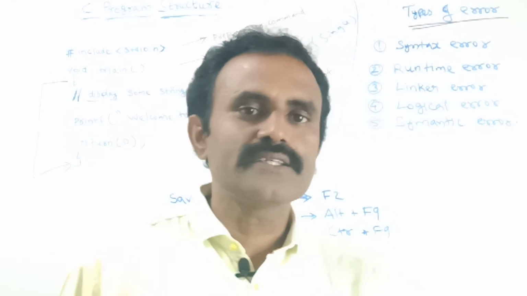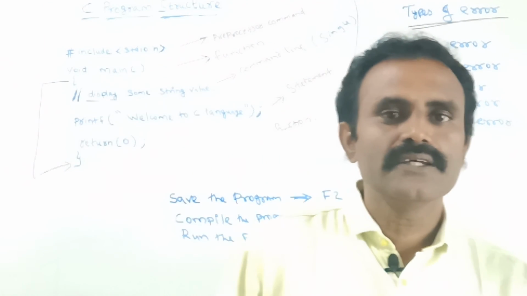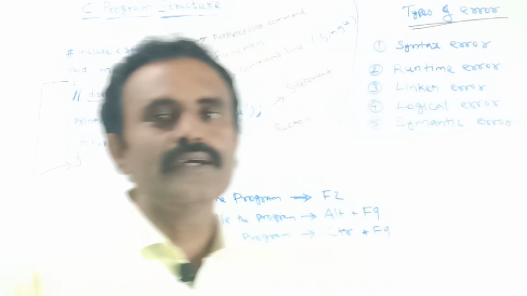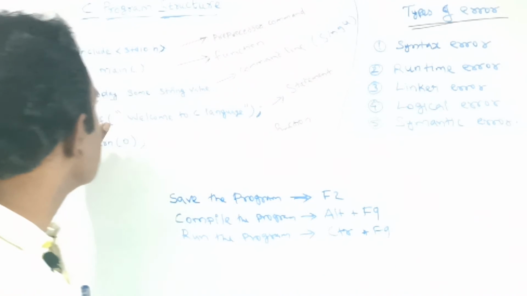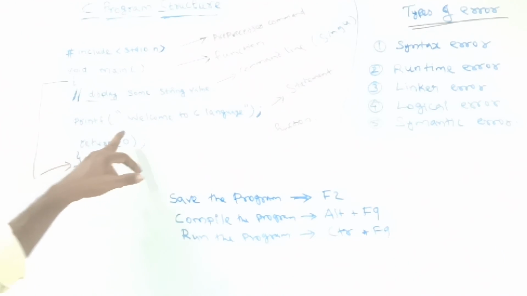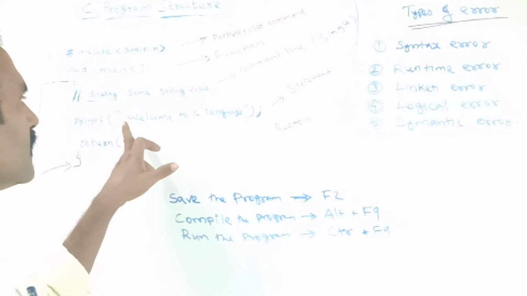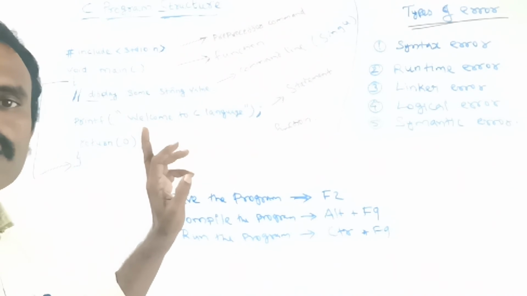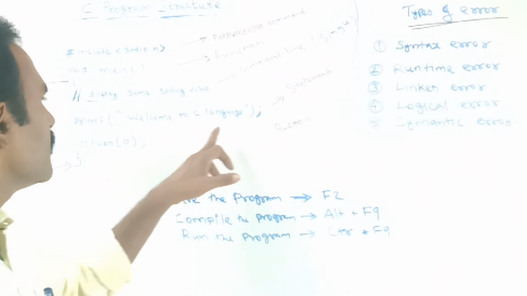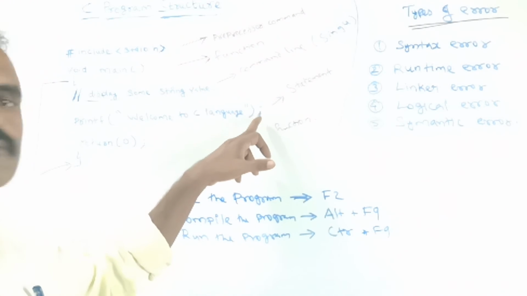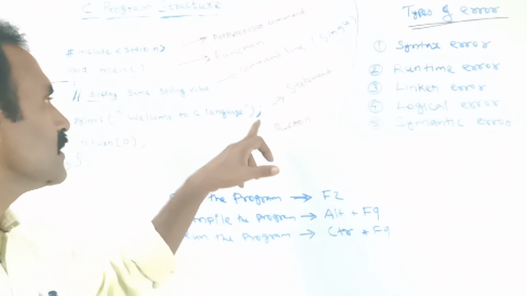Each and every statement has some syntax. If you are missing the syntax, at that time the syntax error will be displayed. For example, here in this program I am using printf. The printf syntax is that there should be an argument. After completing the printf function, we should terminate that statement with a semicolon.